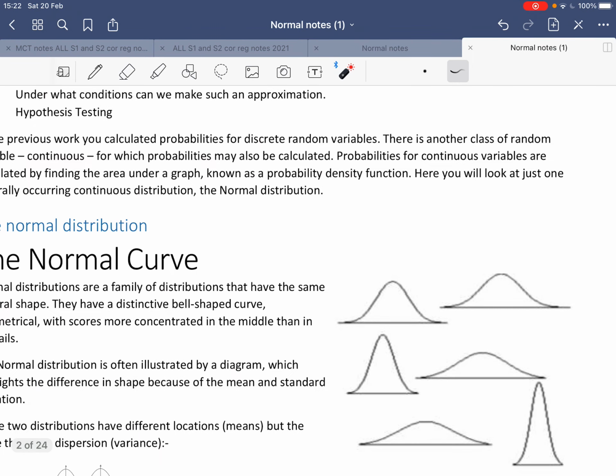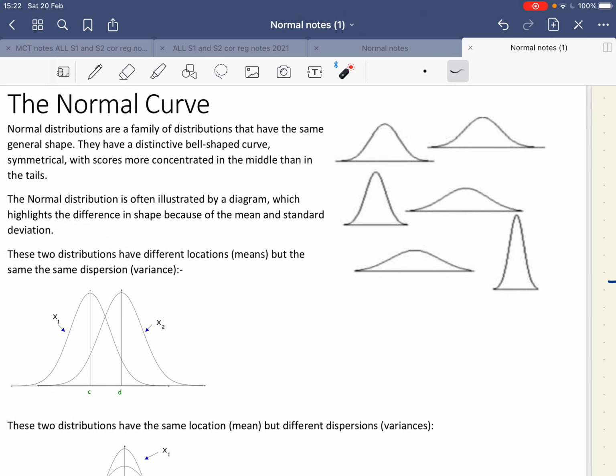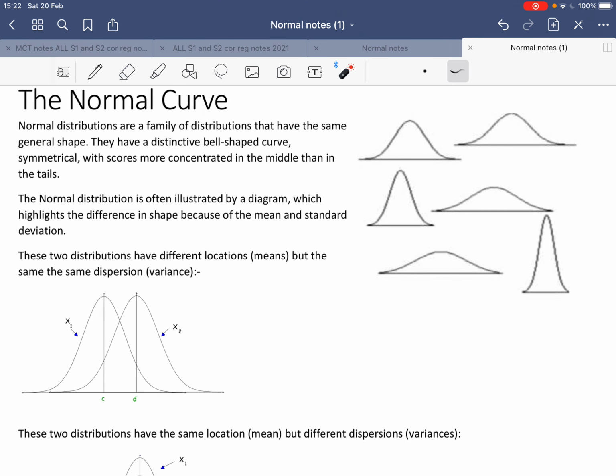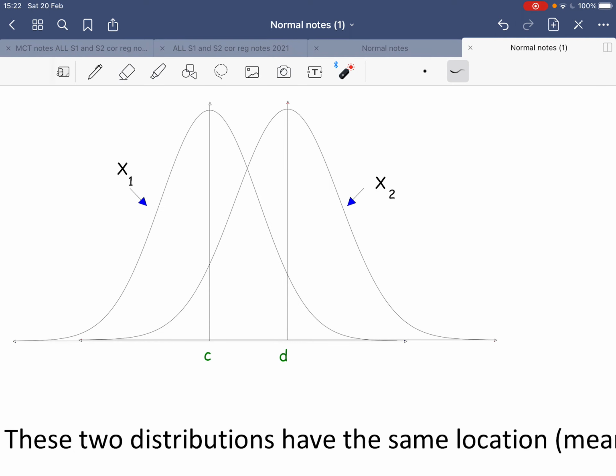Now, the normal curve. Normal distributions are a family of distributions that have the same general shape. They have a distinctive bell-shaped curve. They're symmetrical, with scores more concentrated in the middle than they are in the tails. It's often illustrated by a diagram which highlights the difference in shape between mean and standard deviation. So take this one, for example.